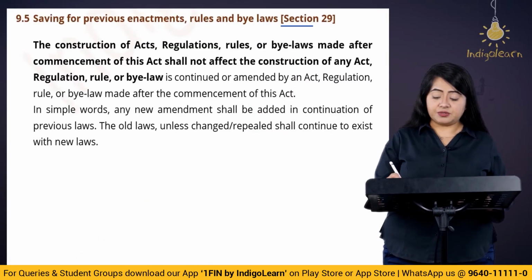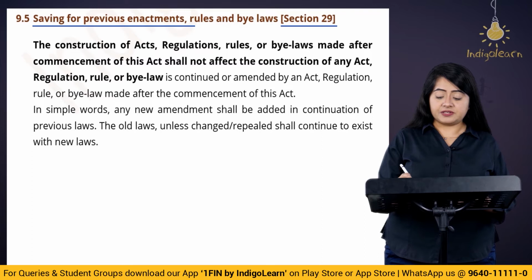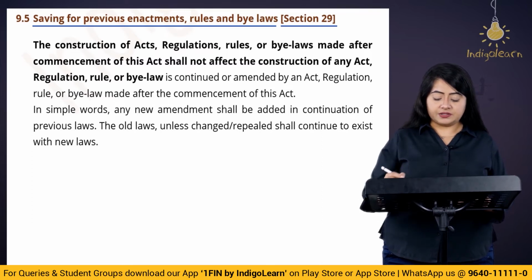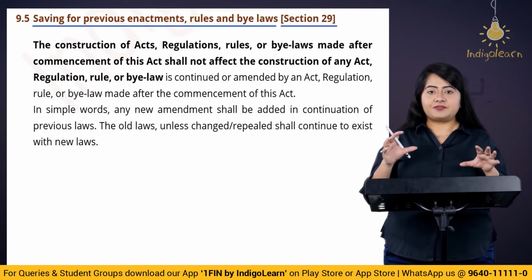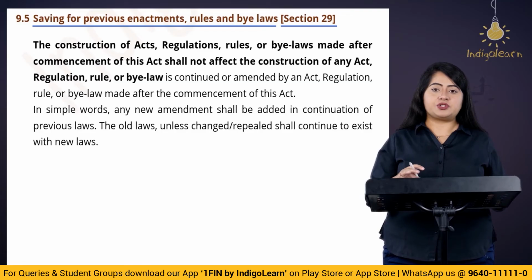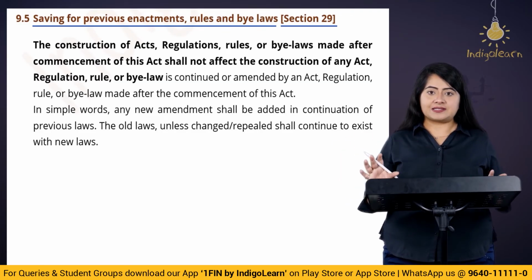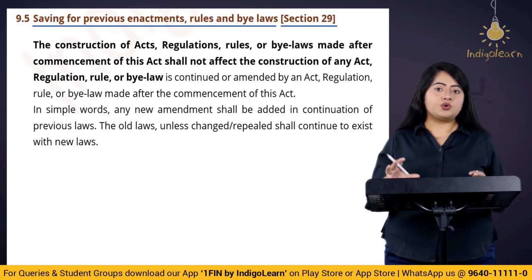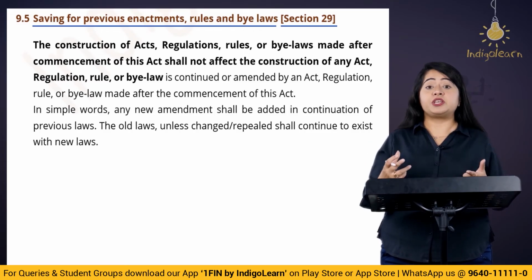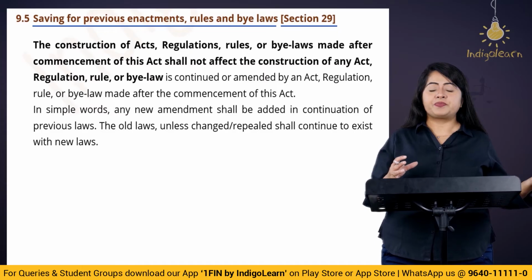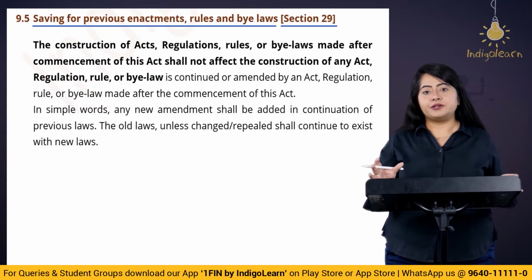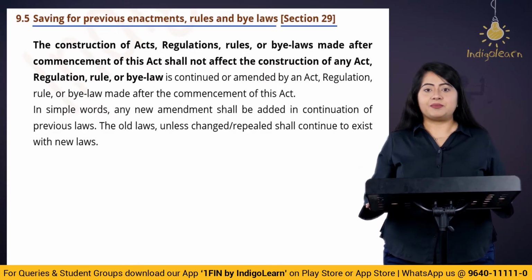Next section is section number 29, which talks about saving of previous enactments, rules, bylaws. Now this section says that after this General Clause Act came into the picture, if any new acts come into the picture, they will be construed according to the General Clause Act. But this particular act is not going to affect the construction or interpretation of any of the previous acts which are amended or altered after this General Clause Act came into the picture.